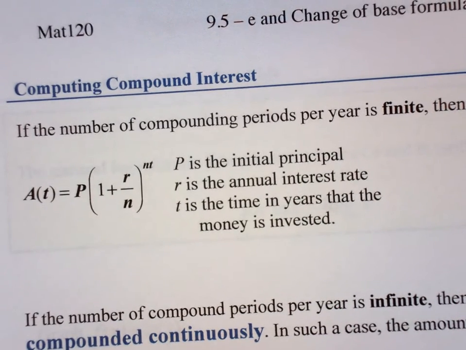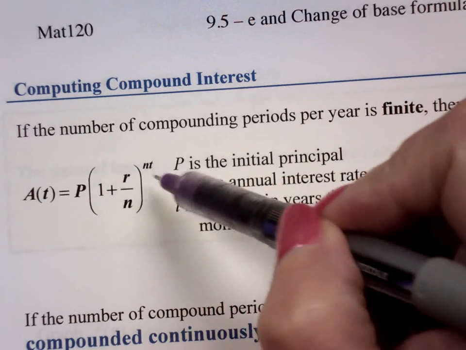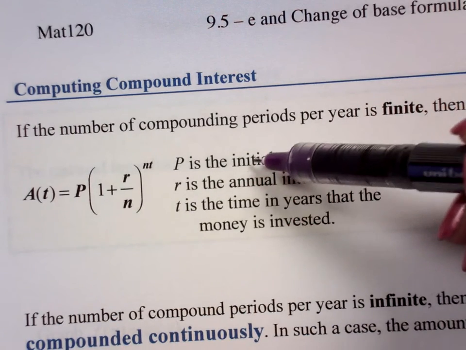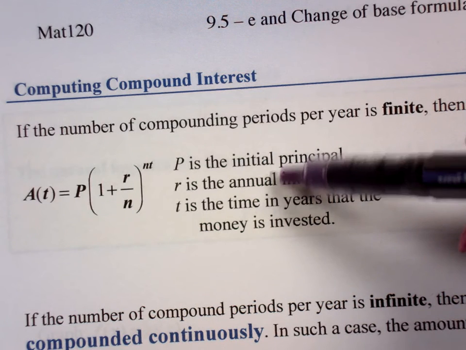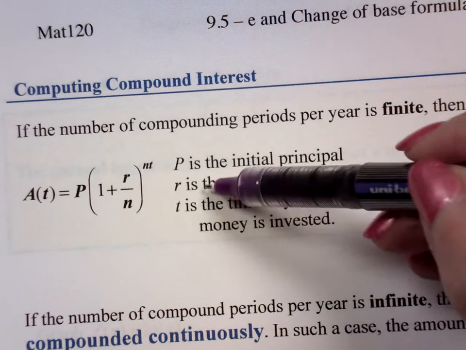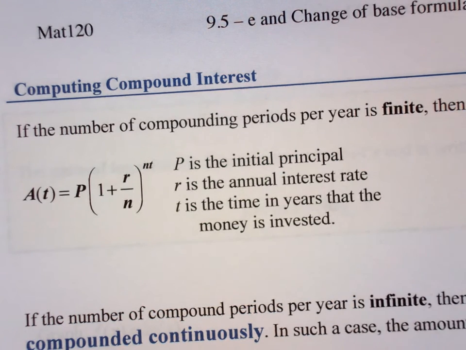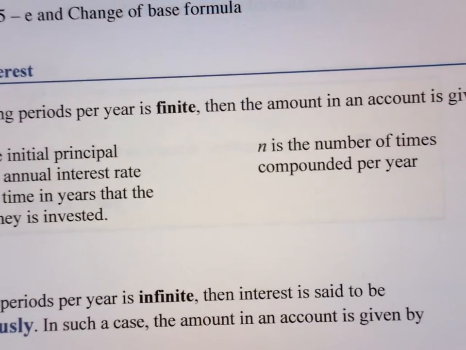Computing compound interest, it says if the number of compounding periods per year is finite, then the amount in an account is given by A of t is equal to P times (1 plus r over n) to the nt. P is the amount of money that you invest in the beginning. r is the interest rate you invested at. t is the time in years, and you have to kind of keep track of that. And then n is the number of times that's compounded.